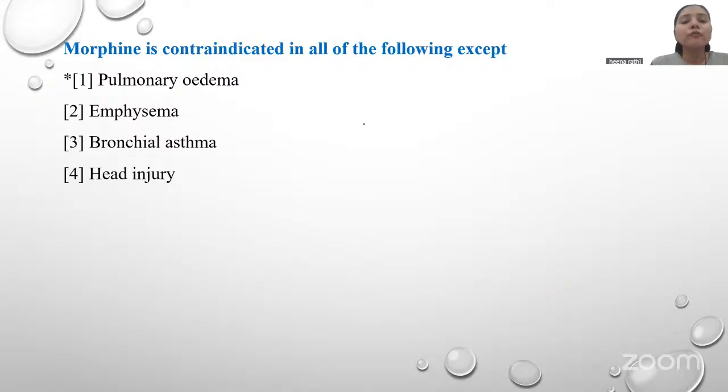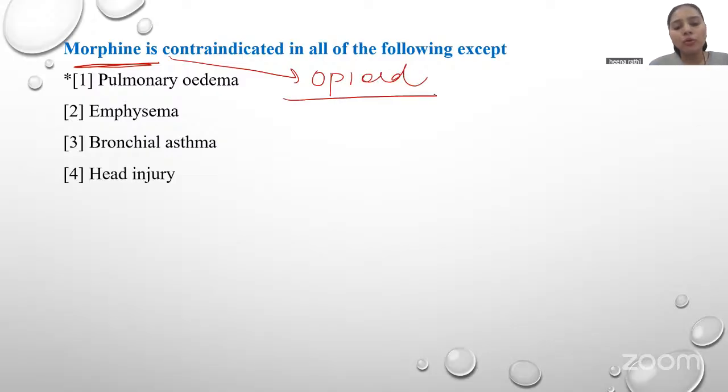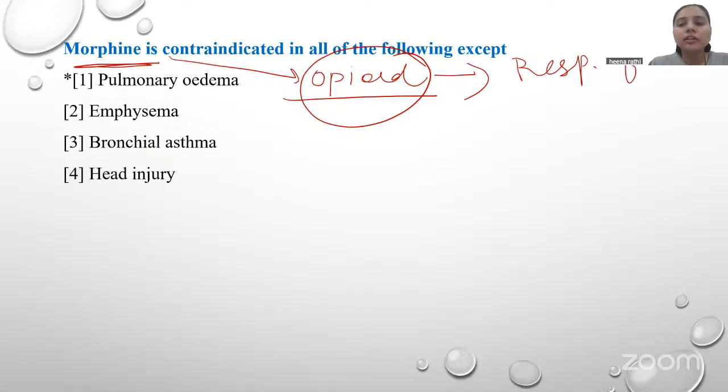Next question: morphine is contraindicated in all of the following except. What is morphine? Morphine is an opioid. Now this opioid is given in many conditions, but it is contraindicated in what? First, we have to see the effects of the opioid. The main effect of the opioid is that it is going to create respiratory failure in a person with an overdose. So wherever respiration is affected, we cannot use this opioid as a treatment.